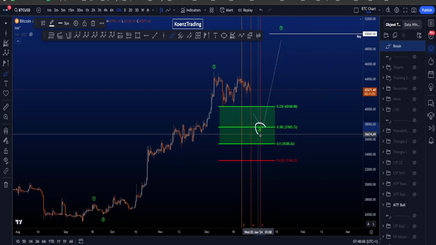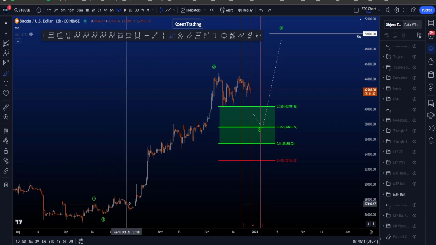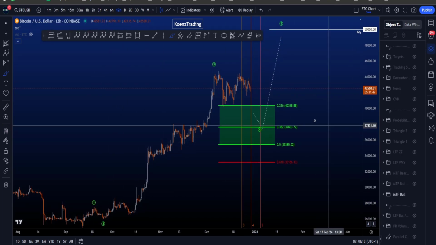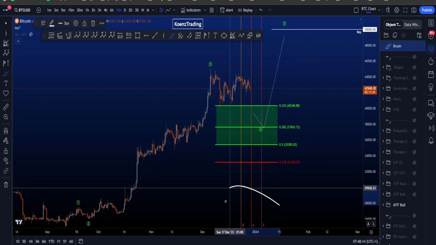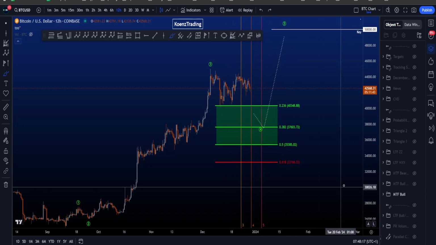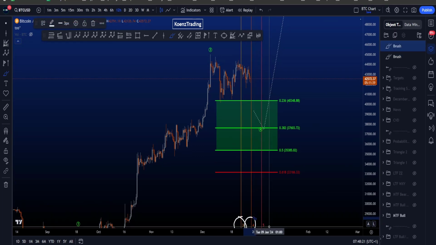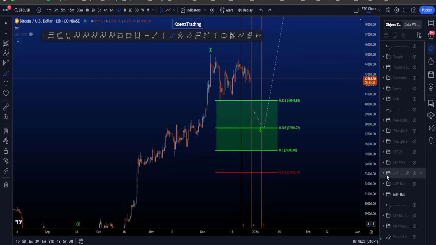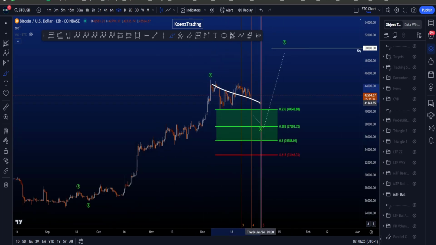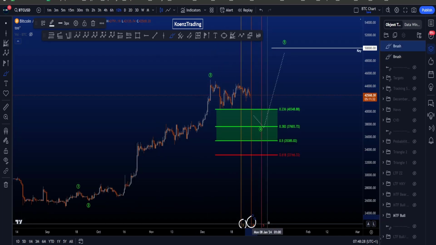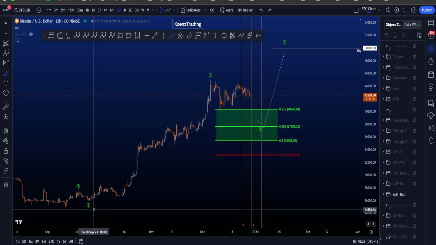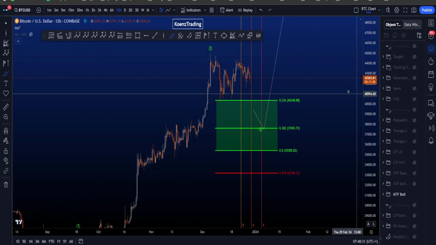However, we don't want this wave 4 to take too long in time compared to wave 2, because then it doesn't really have the right context and the right look anymore. And that is why I have 3 different fib times on my chart with different colors as well. The 3 fib time, the 4 fib time and the 5 fib time, which basically means this range is either 3 times, 4 times or 5 times longer in time compared to this wave 2.